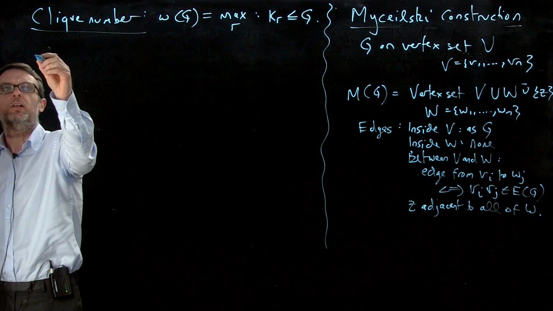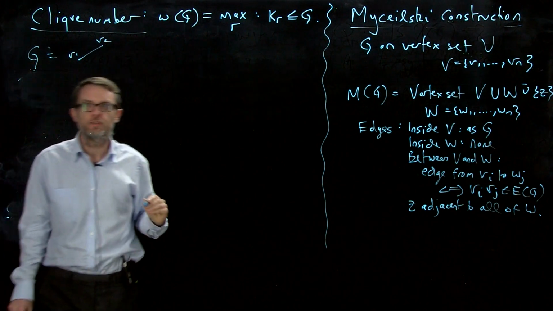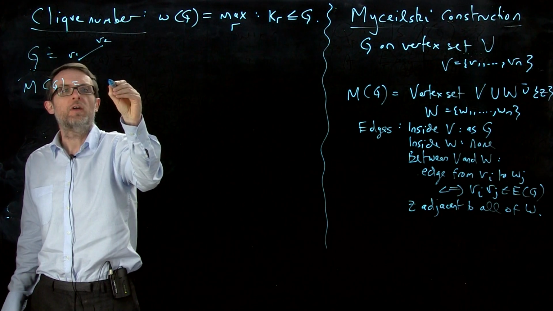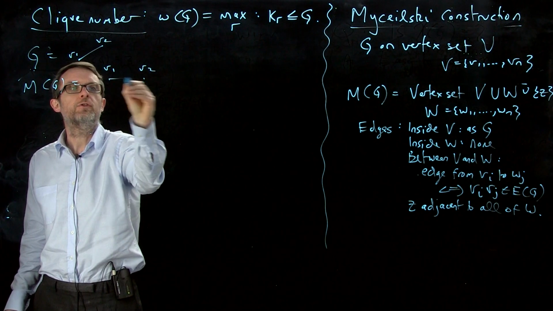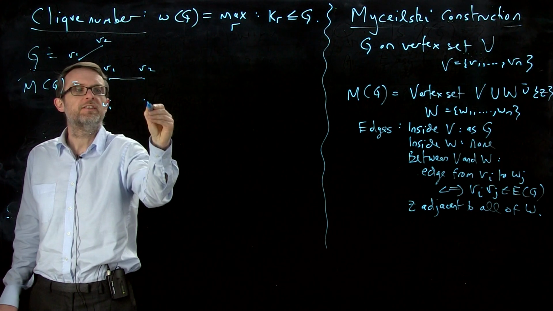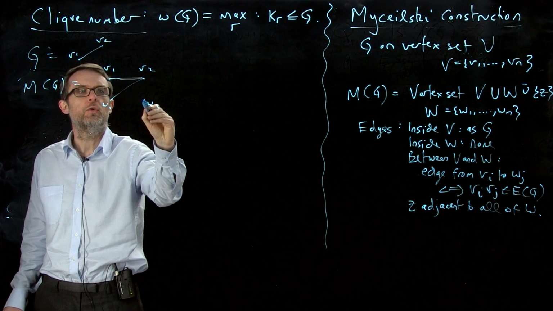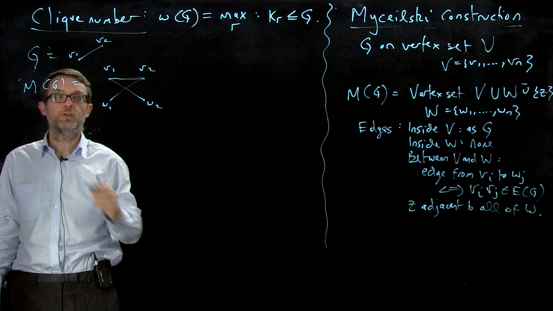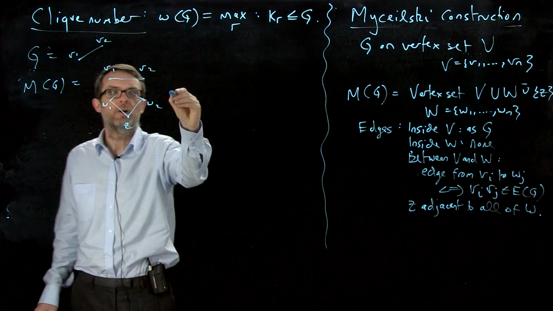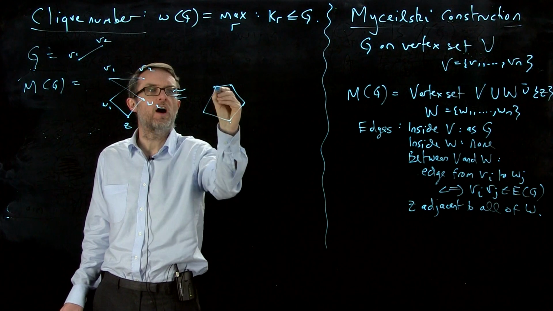So what would be an example? Let's say, for example, that G was the graph consisting of a single edge, V1 joining V2. Well, what will the Mycielskian of G look like? I start off with a copy of G, which is V1 joined to V2. And then I have two vertices, W1 and W2. And because V1 was adjacent to V2, I'll put W1 adjacent to V2 and V1 adjacent to W2. And then I have another vertex Z, and Z will be joined to all of W.